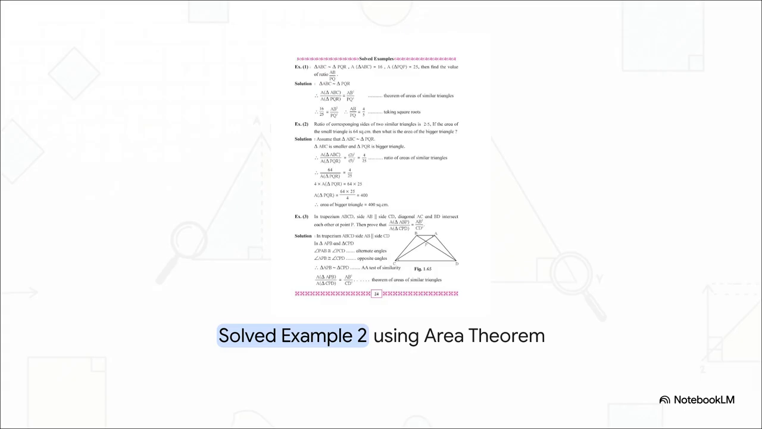Now we just apply our newly proven area theorem. The ratio of area ABC to area PQR equals the square of their side ratio. So we take that side ratio of 2 by 5, and we square the whole thing. 2 squared is 4, and 5 squared is 25. That gives us a brand new area ratio of 4 by 25.